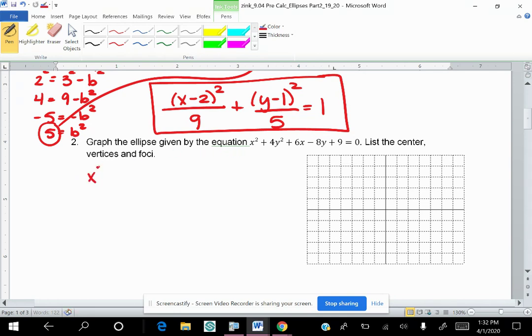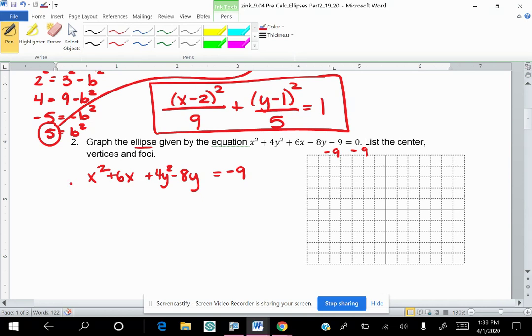So first thing I want to do is group my x's and y's together. So x squared plus 6x plus 4y squared minus 8y. And then anything that doesn't have a variable, I'm going to subtract over to the other side. So it equals negative 9. How do I know that if I wasn't told that it's an ellipse?